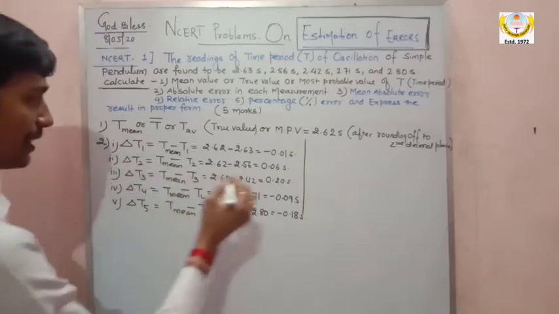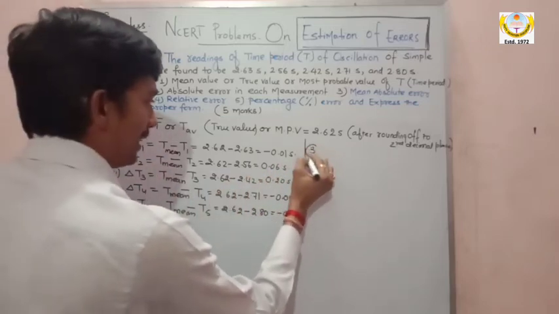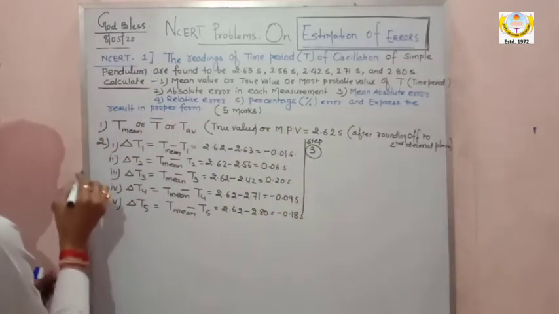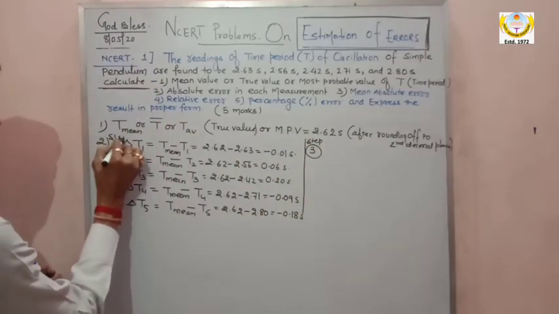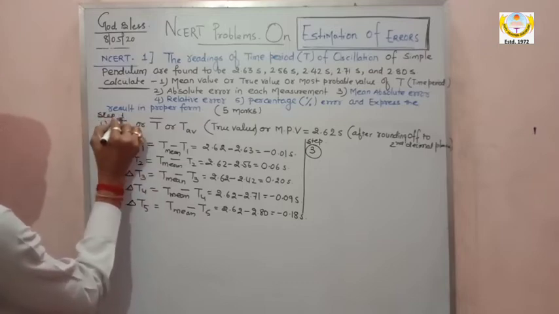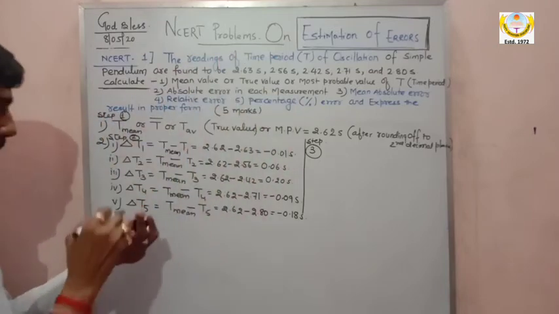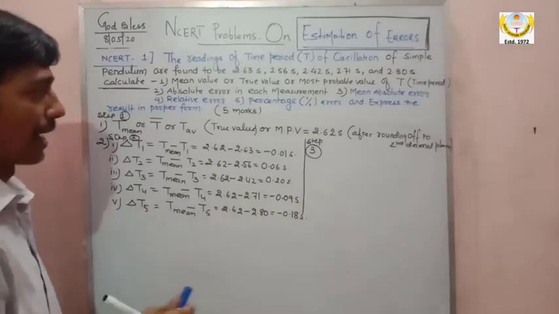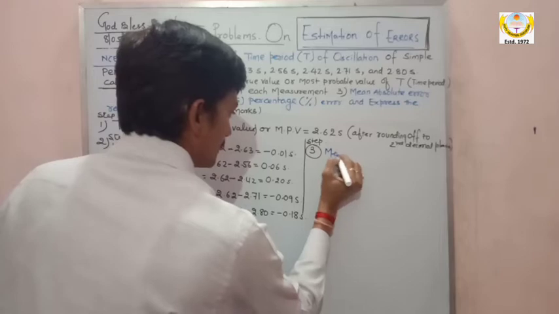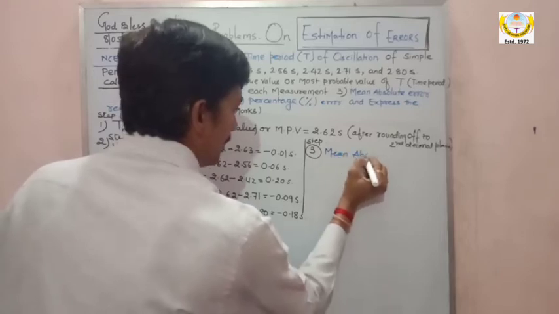Now my dear, the third step, step number 3. This was step 2, and this was step 1. According to the question we are going. Now step 3, we have to calculate the mean absolute error.